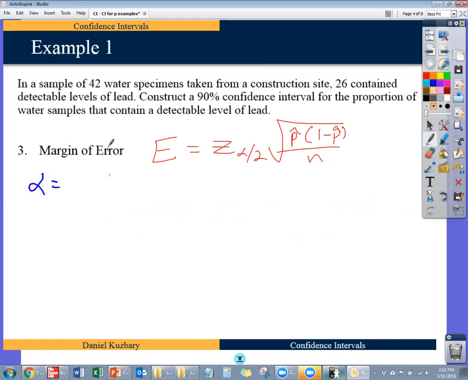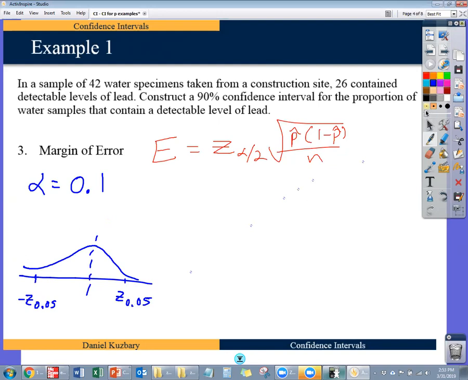So alpha is equal to, in this case, I'm doing 90% confidence, so alpha is going to be equal to 0.1, which means on my standard normal curve, z sub alpha over 2 is going to be right here. Alpha divided by 2 is 0.05, and there's a negative z sub alpha over 2 over here. That means the area bigger than this number is equal to 0.05, and the area less than the negative number is also equal to 0.05.